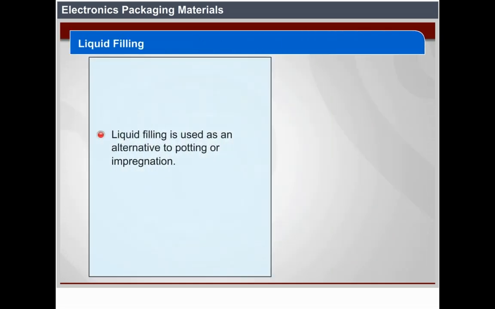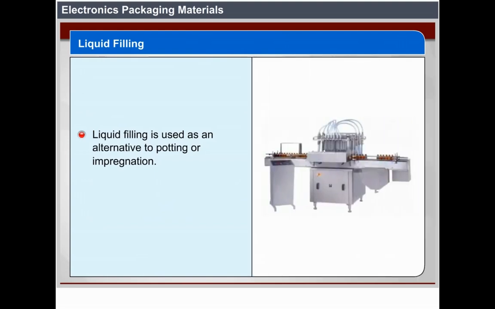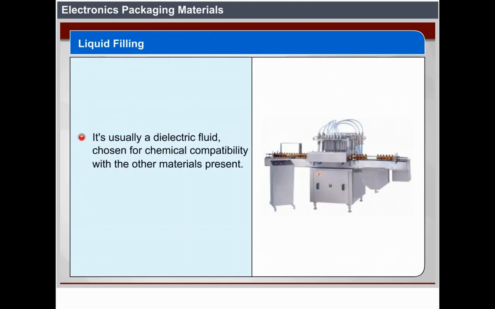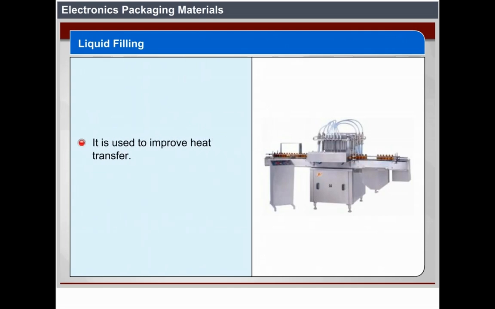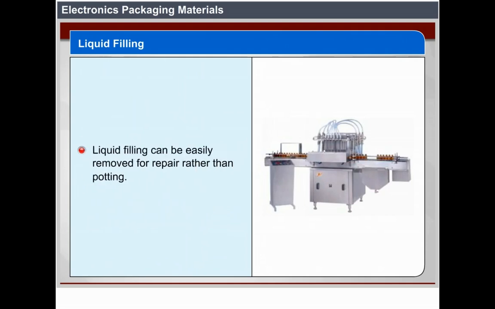Liquid filling. Liquid filling is used as an alternative to potting or impregnation. It is usually a dielectric fluid chosen for chemical compatibility with other materials present. This method is used mostly in very large electrical equipment such as utility transformers to increase breakdown voltage. It is used to improve heat transfer. Liquid filling can be more easily removed for repair than potting.